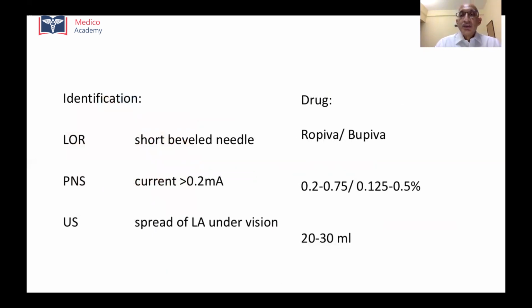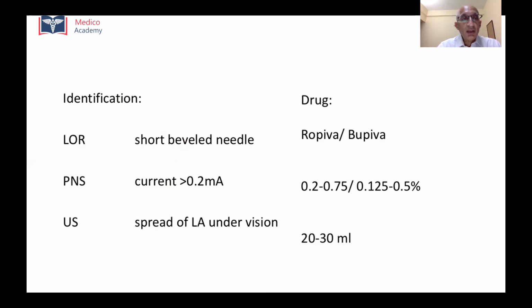So the drug used is either ropivacaine or bupivacaine, 0.2 to 0.75% ropivacaine, and up to 0.5% of bupivacaine, depending on whether you want analgesia or anesthesia, and the total volume required may be up to 30 ml in large individuals.